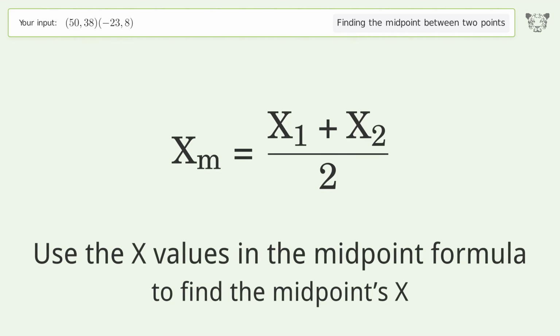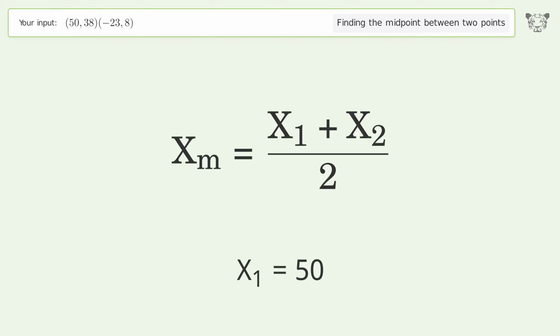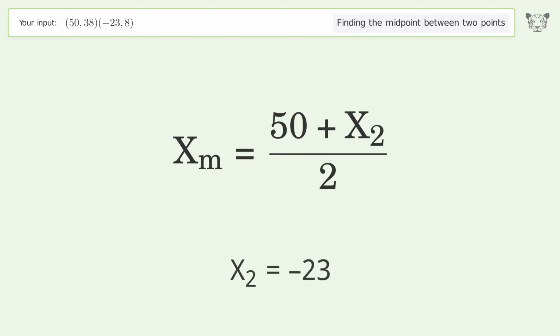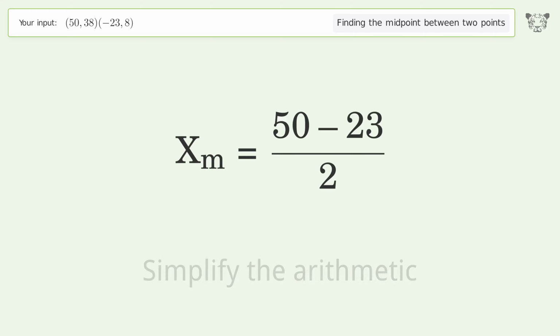Use the x values in the midpoint formula to find the midpoint's x. x1 equals 50. x2 equals negative 23. Simplify the arithmetic.